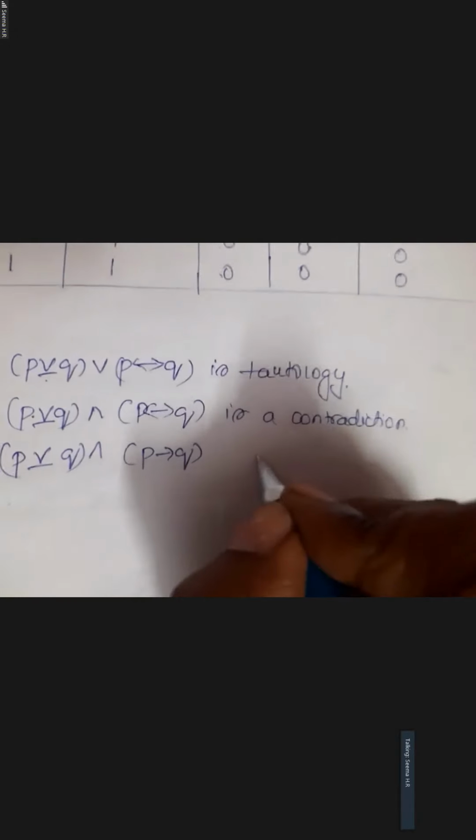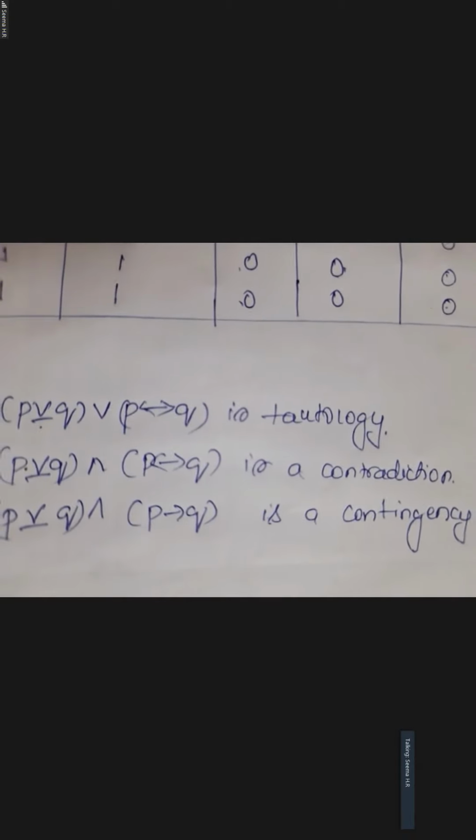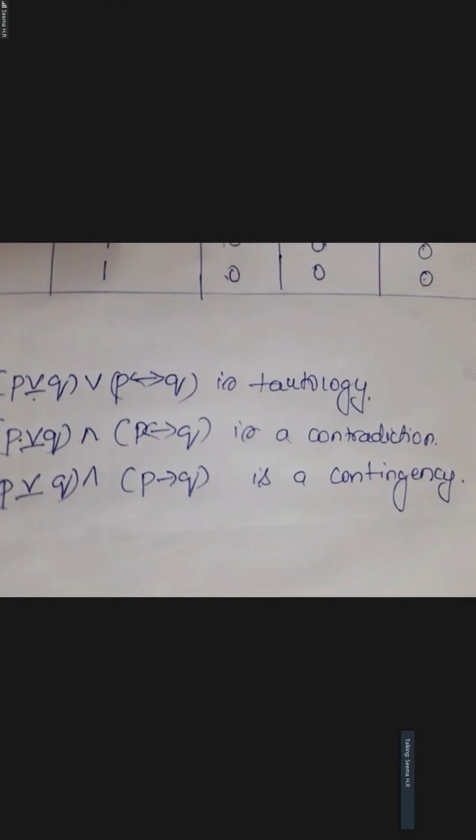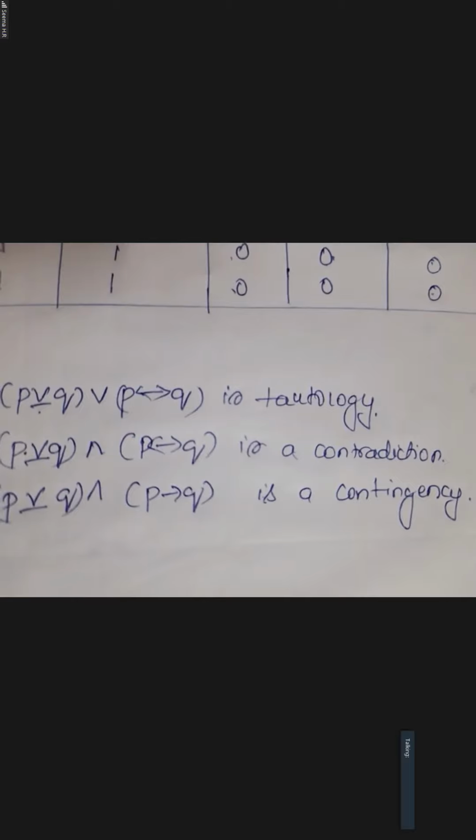So construct the table and show these things. Tomorrow I may ask you to start the video and show me the problem. What is a contingency? Contingency means neither contradiction nor tautology. It is a combination of both zeros and ones.